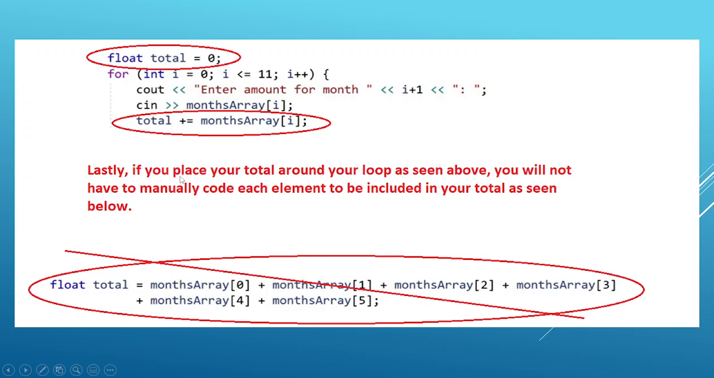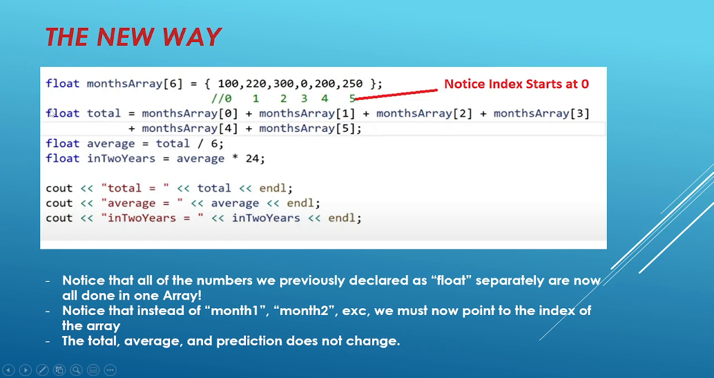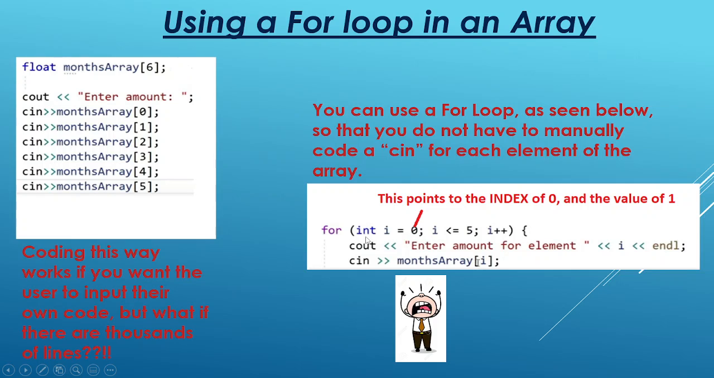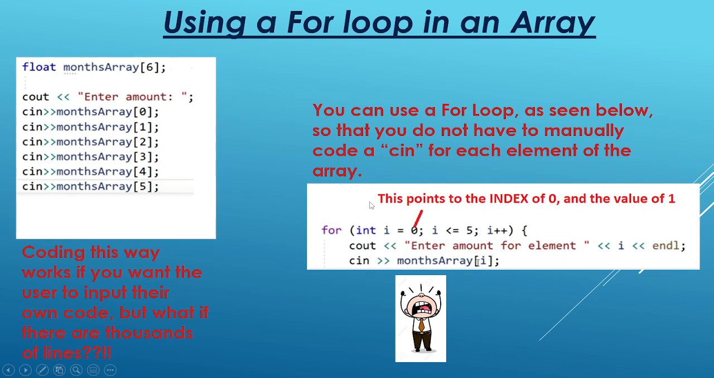So, if you place your total around your loop as seen above, you will not have to manually code each element to be included in your total as seen below. So your float total, which if we go back a few, you can see right here, we really haven't messed with this yet. But if you have thousands of data entries, or even hundreds, or even 50, that's a lot of coding, to do this 50 times. So here's your answer right here. Here's the for loop that is right here.